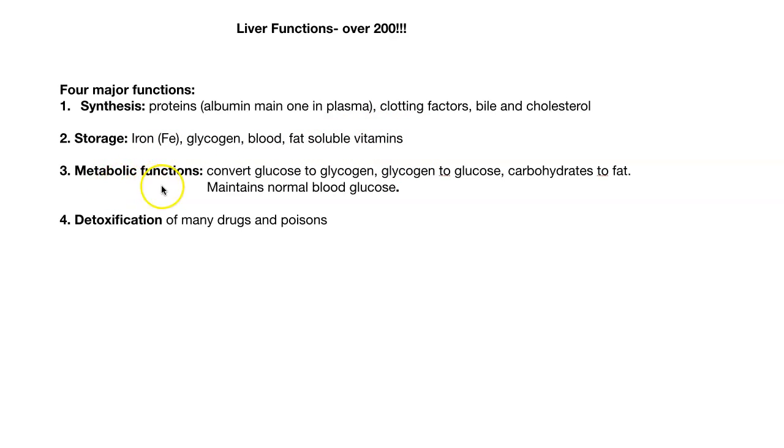And it has lots of metabolic functions. The ones we're going to be talking about are that it will convert glucose to glycogen after you've eaten a heavy meal and there's extra glucose. And if you need glucose, it will turn that glycogen back into glucose. It's also going to convert carbohydrates into fat. And one of the main metabolic functions is that the liver helps to maintain normal blood glucose levels.